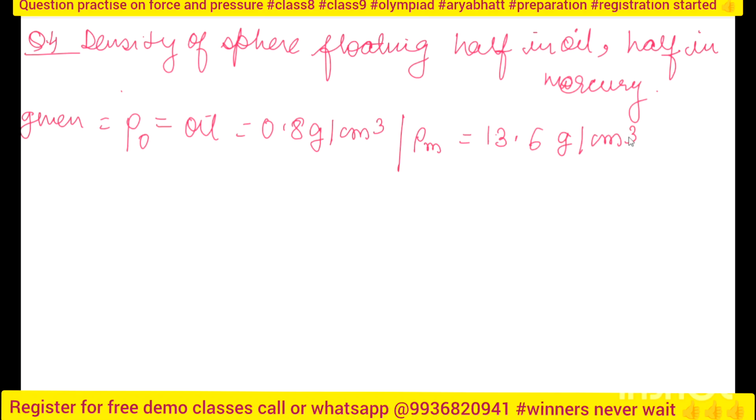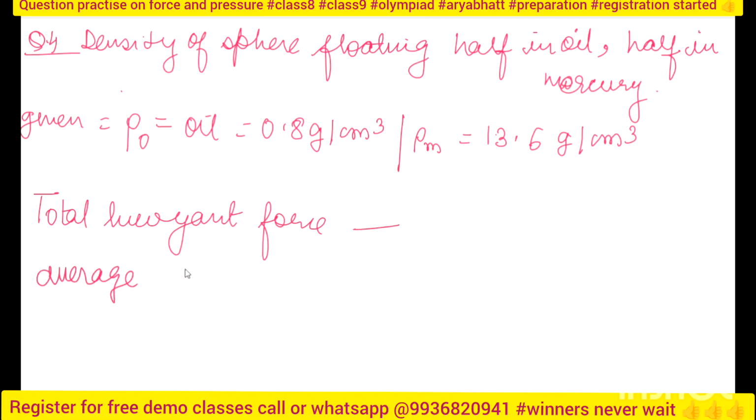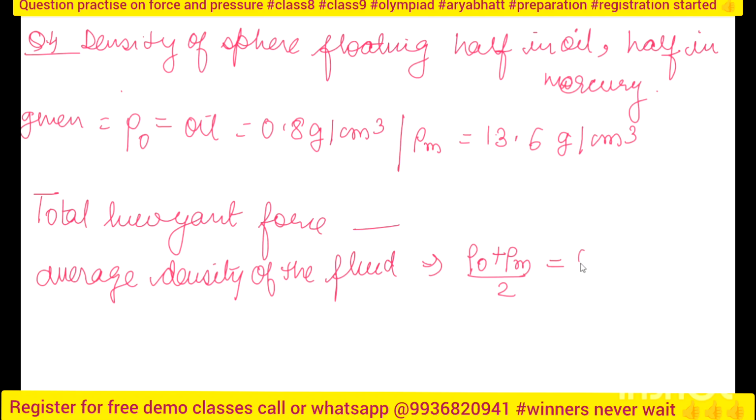Since half is immersed, I will consider the total buoyant force. I am saying this because the sphere is immersed half in oil and half in mercury. Now what is the average density of the fluid? Rho oil plus rho mercury divided by 2. This is how we calculate the average of anything. So, it is approximately 7.2.